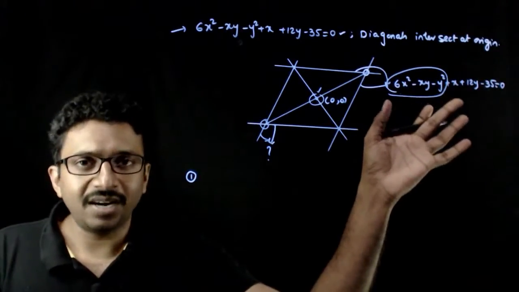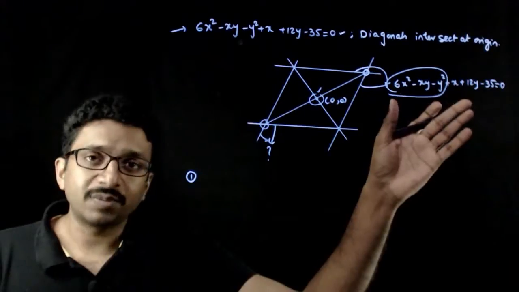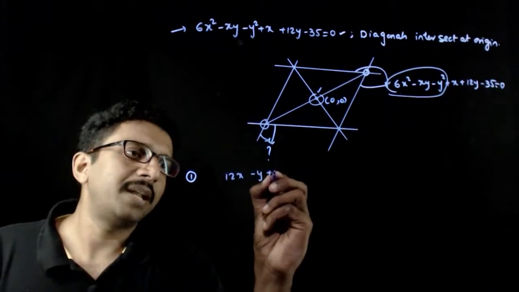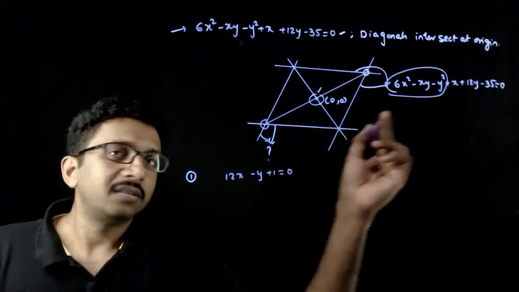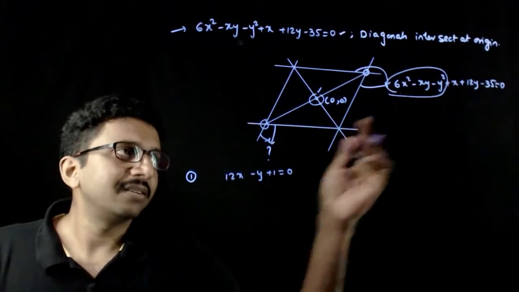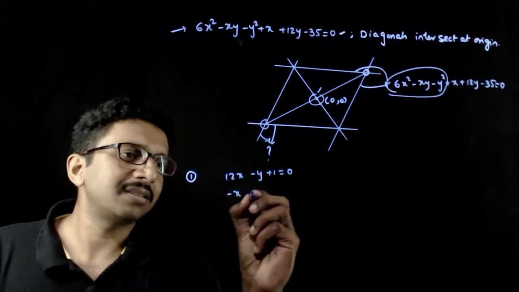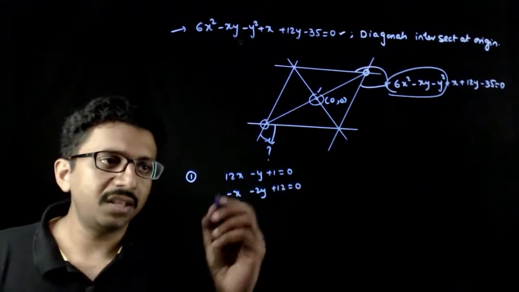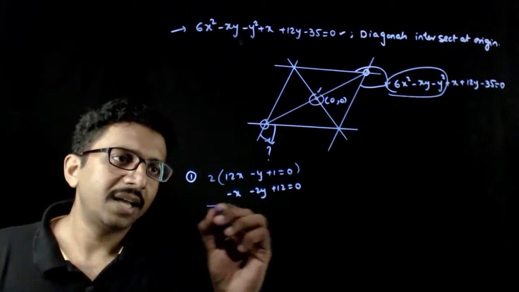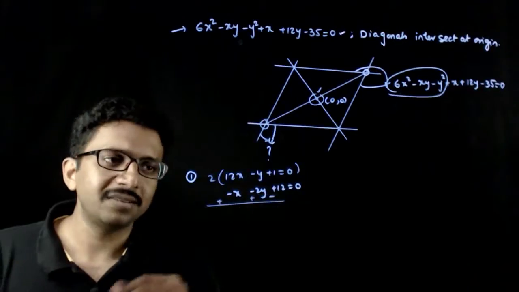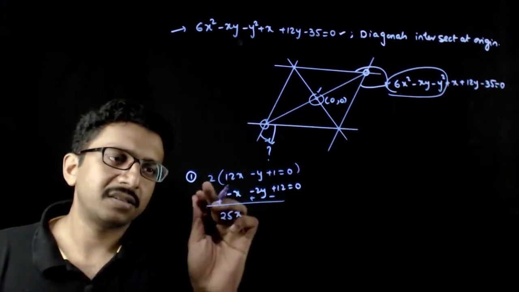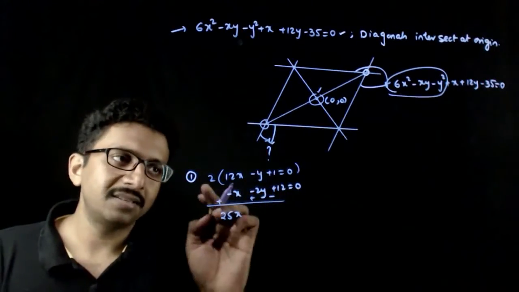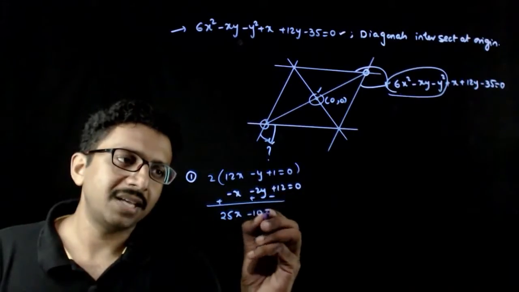I'll differentiate this expression with respect to x first, then with respect to y, and solve it. So 12x - y + 1 = 0. This is the partial differentiation with respect to x. Then the partial differentiation with respect to y: -x - 2y + 12 = 0. Now if you solve these two, multiply it with 2, and add: 25x, 12 into 2 is 24 plus 1 is 25, so -2y plus 2y gets cancelled, 24 + 1 - 2 = 25x - 10 = 0.